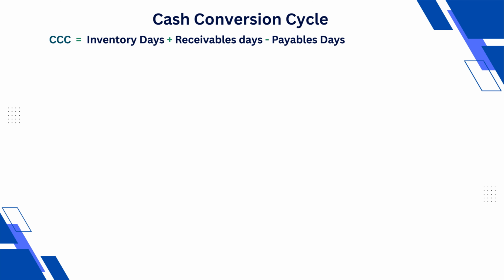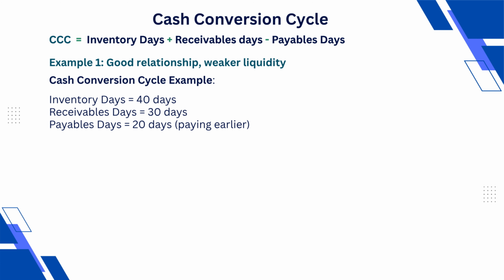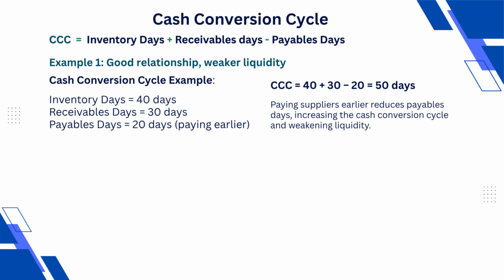Let's look at a simple example to understand how the cash conversion cycle is calculated and interpreted. The company holds inventory for 40 days before selling it. After the sale, it takes another 30 days to collect cash from customers. However, the company pays suppliers earlier. So overall, cash is tied up for 50 days between paying suppliers and receiving cash from customers. Paying suppliers earlier reduces payables days, increasing the cash conversion cycle and weakening liquidity.